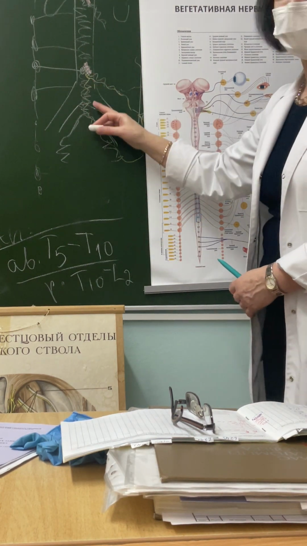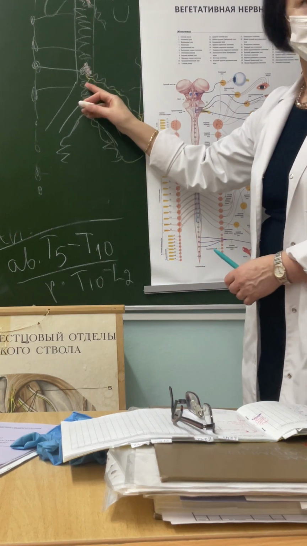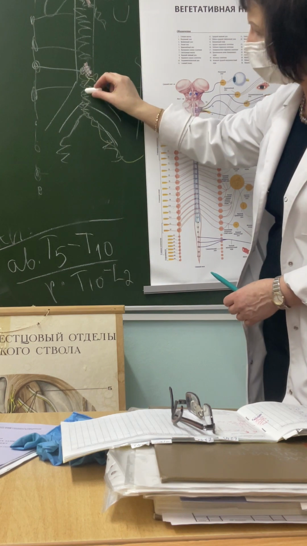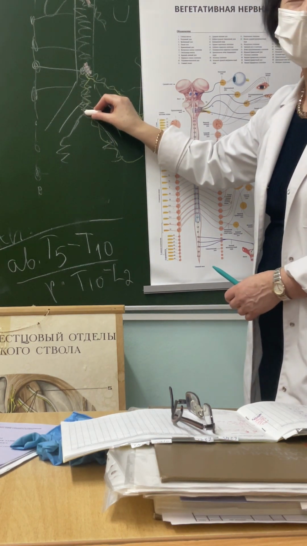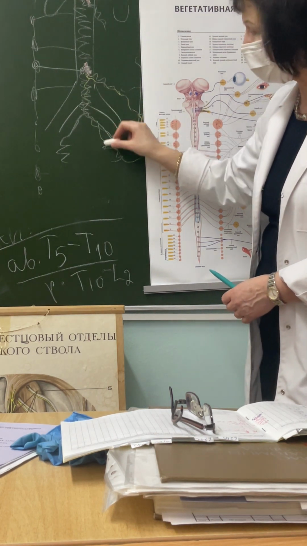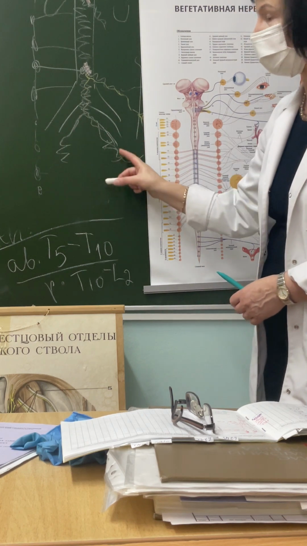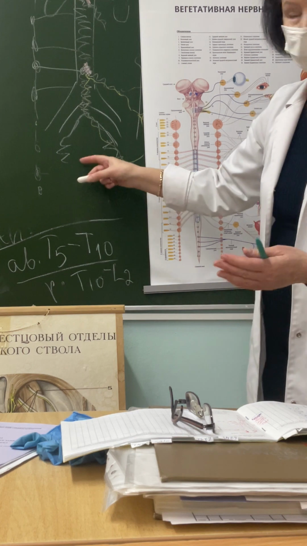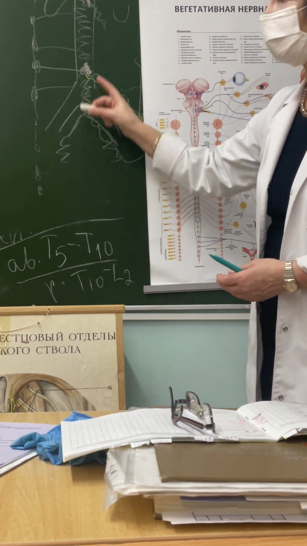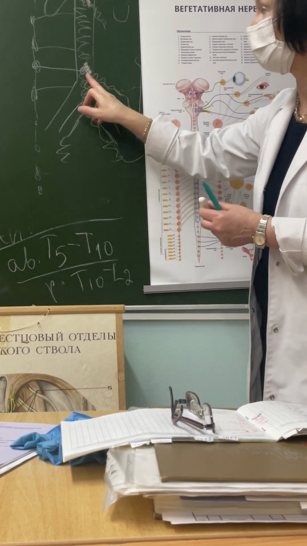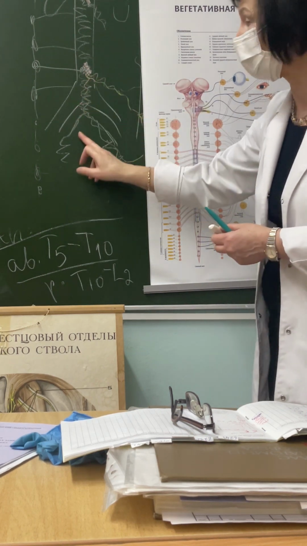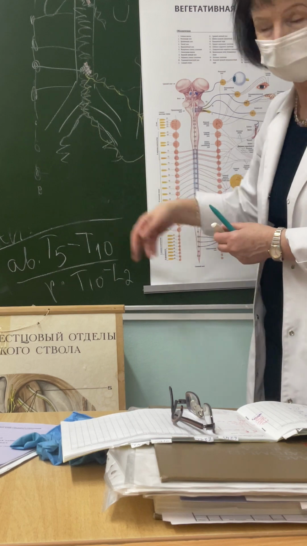It can be postganglionic fibers coming from the inferior mesenteric ganglion, okay? So how do they run? Through the superior hypogastric plexus, hypogastric nerves, and this pelvic plexus, okay? And then to the organs which are in the small pelvis, from here. So first preganglionic to the inferior mesenteric ganglion, then postganglionic this way, descending.